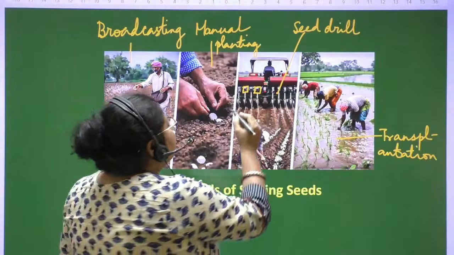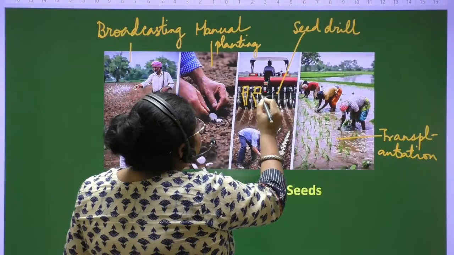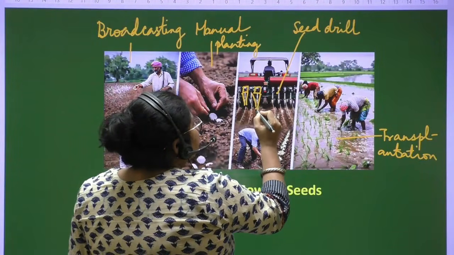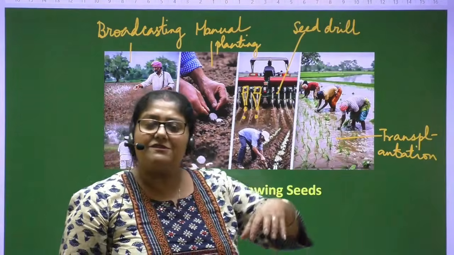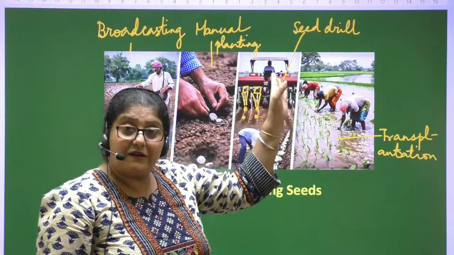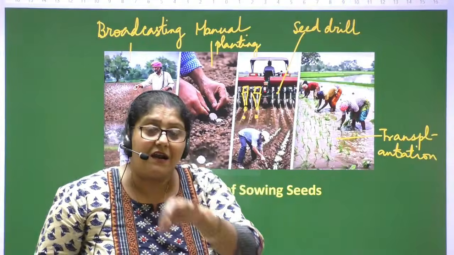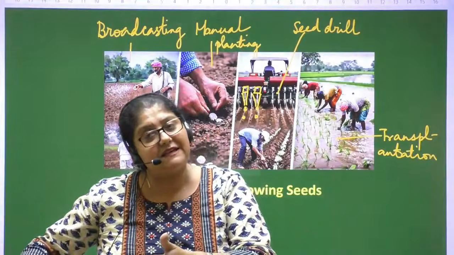That means each of these has a funnel, a cone-shaped structure through which seeds come out, but the seeds come out one at a time. Many seeds don't come out at the same time. You see this is connected to a tractor. As the tractor moves, the seeds are dropped, ensuring that the gap between the seeds is correct.